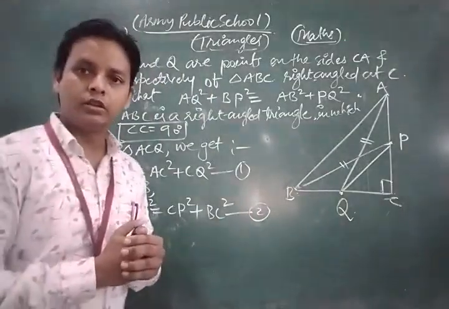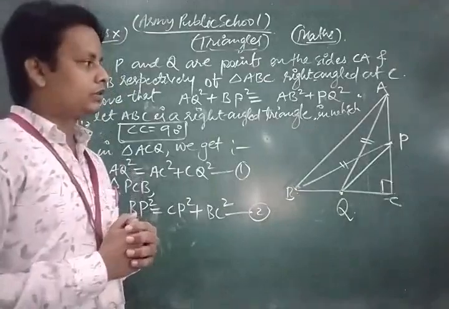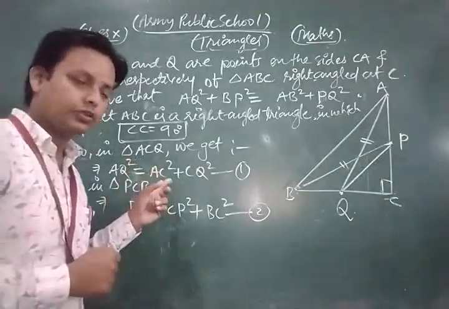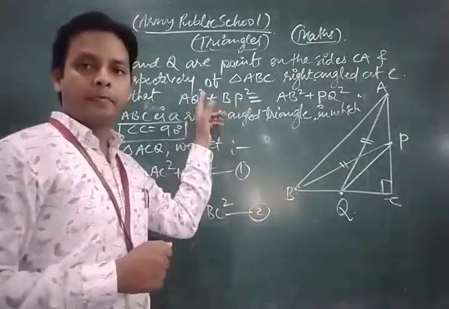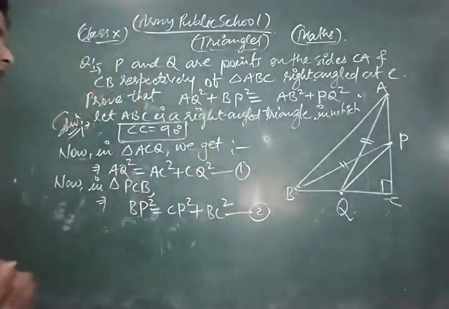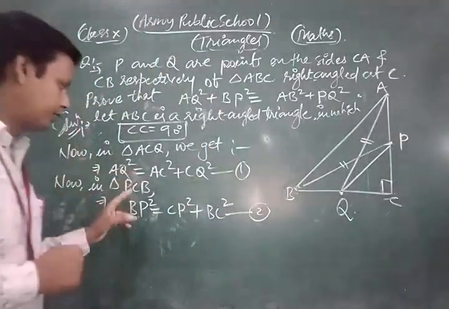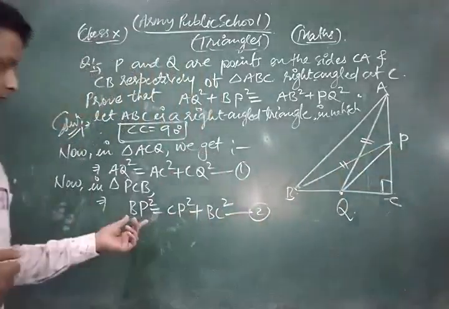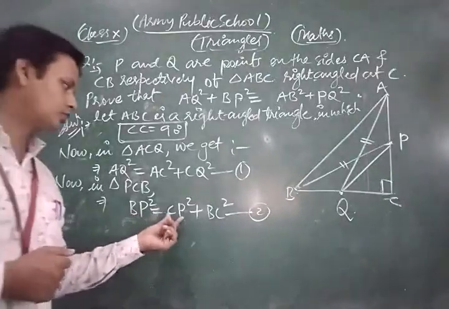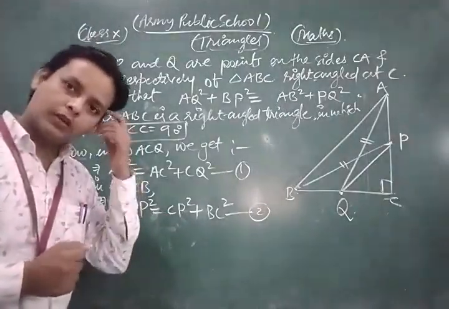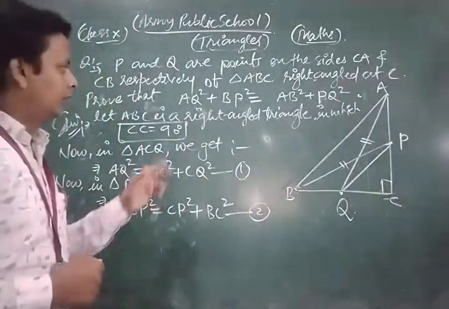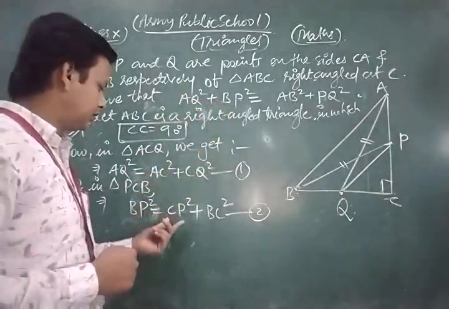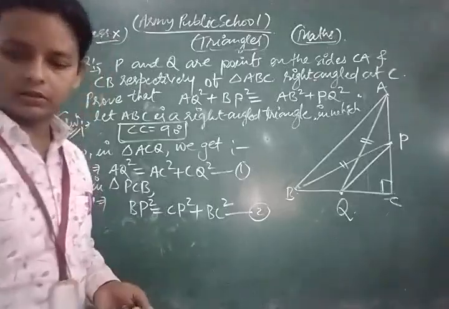So in this way, dear student, first of all, we take triangle ACQ, and for triangle ACQ we find the value of AQ square. After that we take triangle PCB, and from there we find the value of BP square, that is CP square plus BC square. Now in our proof this is AQ square plus BP square, so we join equations 1 and 2.